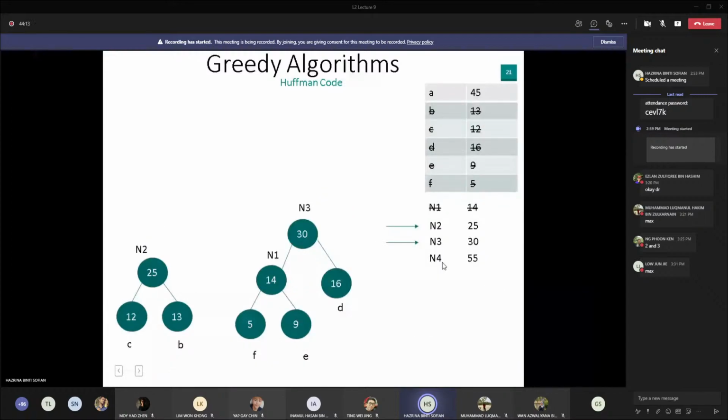So we slash out the D. Okay, we have done the D. So now we have 45. All these are done. 25, 30, and 55. Being greedy, we need to pick the least one. So this N2 and N3, we need to sum them and become a new root node which is N4.